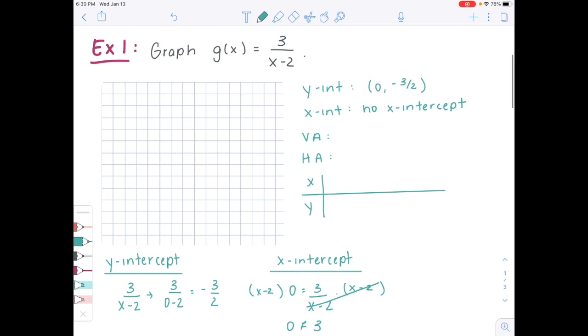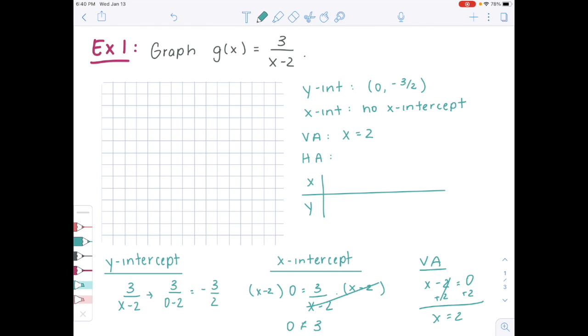If I want to find the vertical asymptote, I take the denominator, that x minus 2, and set it equal to 0. So I add 2 to both sides, and I get my vertical asymptote is x equals 2.